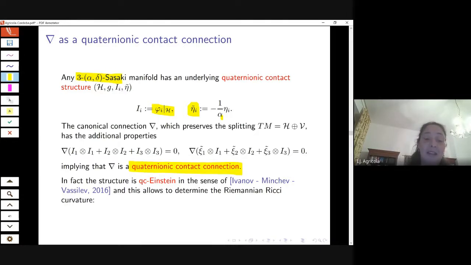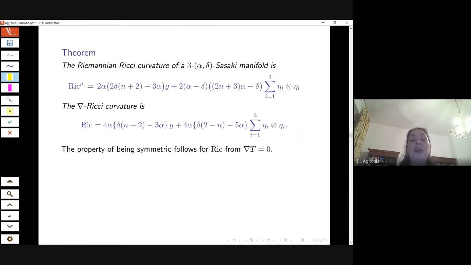And in fact, it's not only that, but the structure you get by this restriction is what is called QC Einstein by them. So 3-alpha-delta Sasaki manifolds are a Riemannian analog of QC Einstein manifolds, which do not carry a metric. And this allows to determine the Riemannian Ricci curvature. So we could recycle their computation to give you a very explicit formula for the Riemannian Ricci curvature of any 3-alpha-delta Sasaki manifold. And this looks complicated, but actually it's not, because it tells you that the Ricci tensor has just block structure, one block in the horizontal, one vertical block, and in one situation the constant is this, and in the other situation it's this.